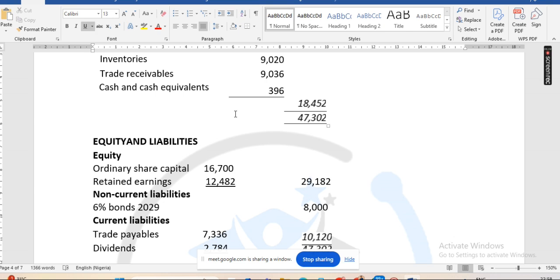But in the retained earning, this is the retained earning of 2021. You take it to 2022, and 2022 has its own retained earning. Is that not so? You add the two together, and we give you the total retained earning for 2022.